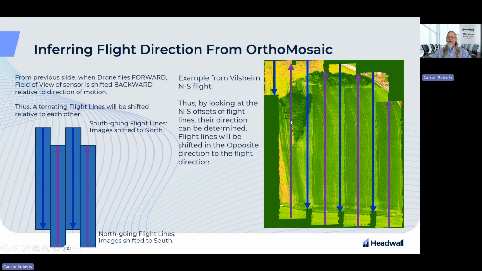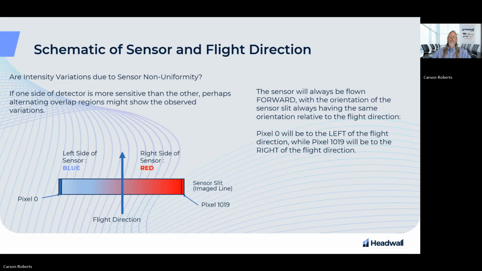And so then I can go and look at the image and say this first one was clearly going south. Then the drone flew north, then south, then north, then south, then north, then south. So just by looking at these offsets at the end of the flight lines, I can unambiguously determine whether a flight was north-south or south-north in this example. There's some other examples where we're flying east-west, and we can apply the same logic to differentiating the flight lines there.